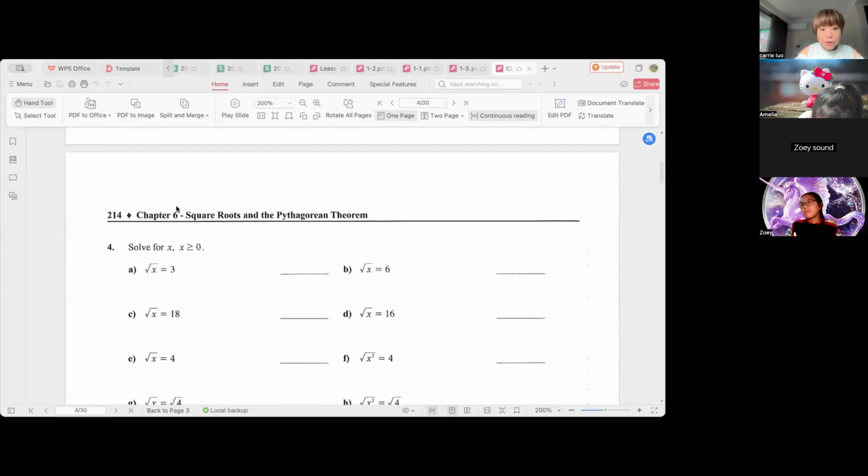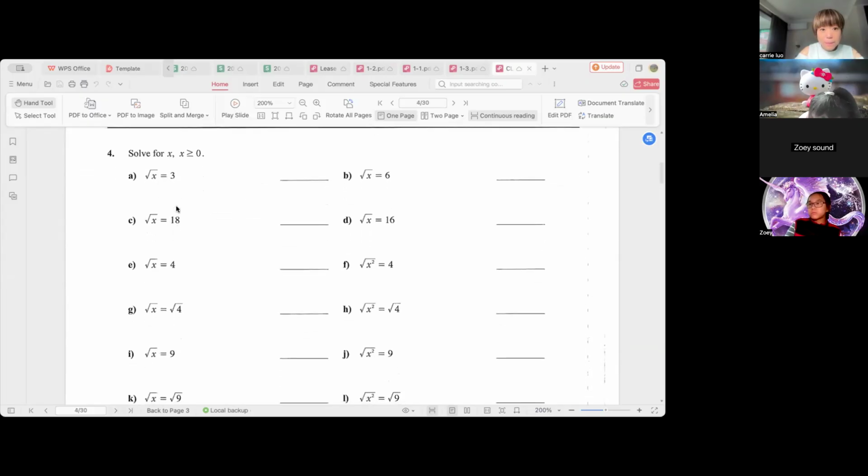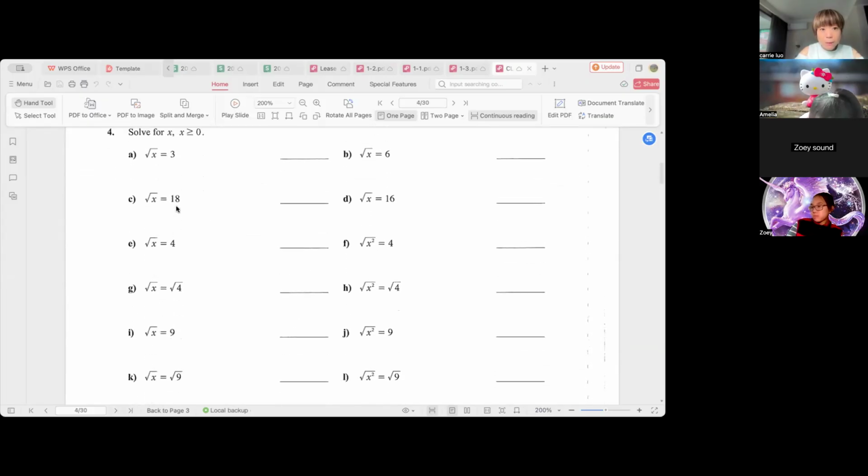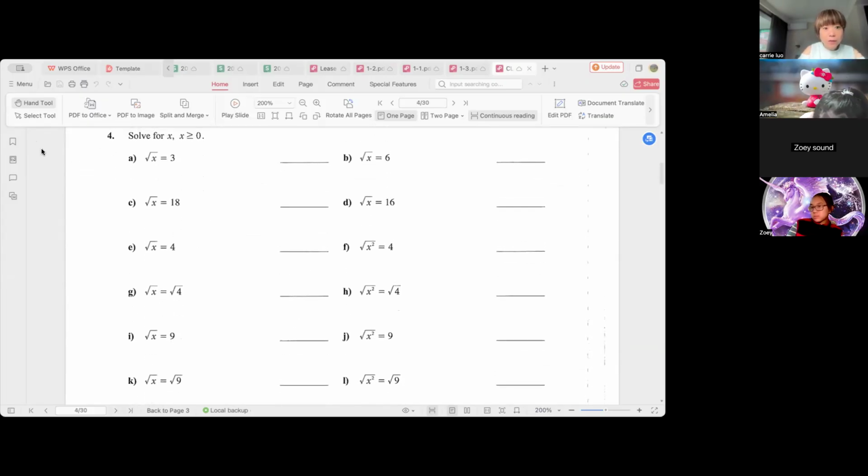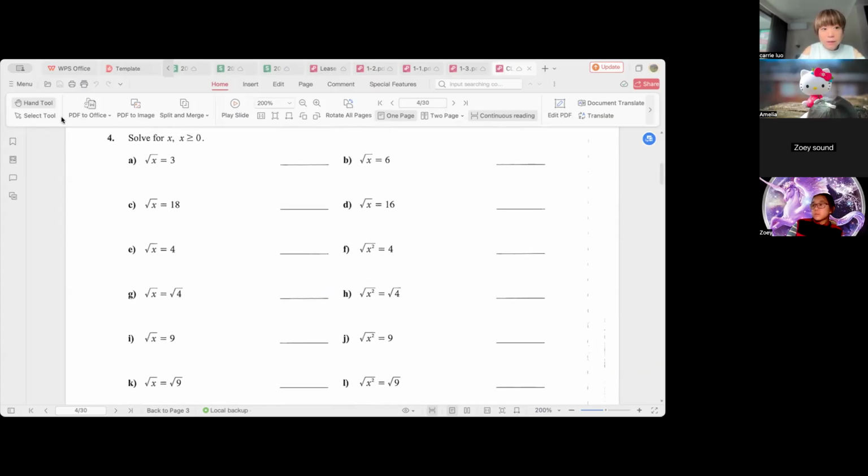Okay, so now let's take a look at these ones. Number A, how to do it. If we want to find the number inside, it equals the outside times itself, which equals 9, correct? Okay, please do these ones for me.